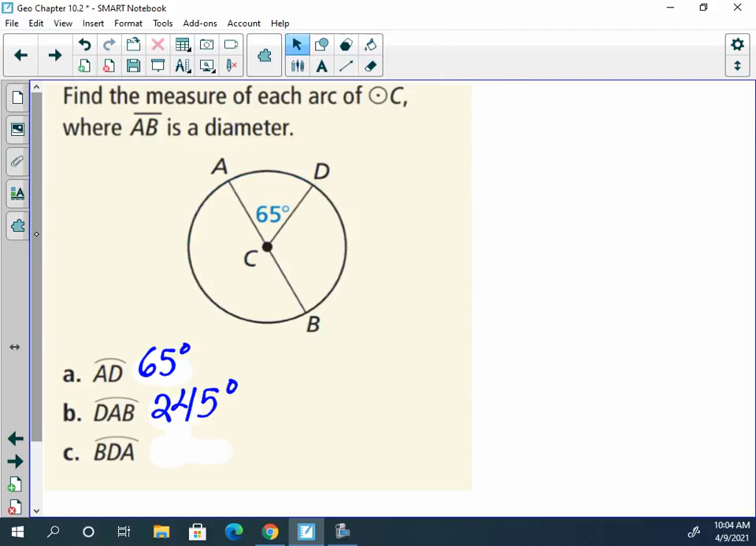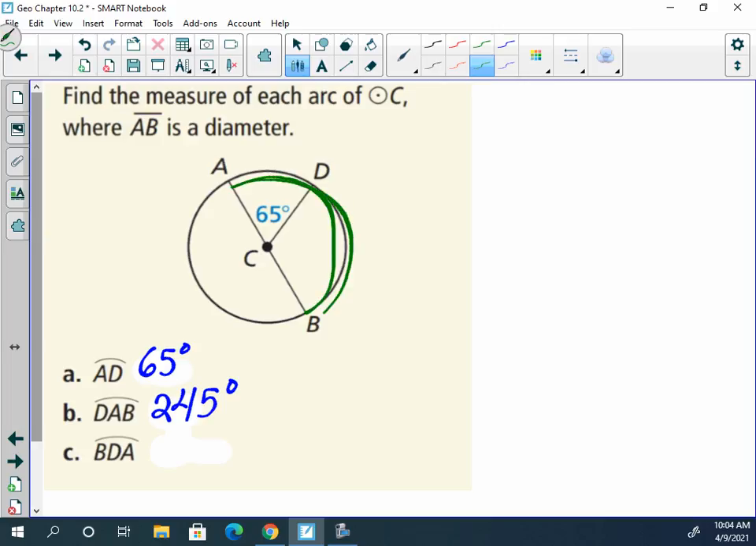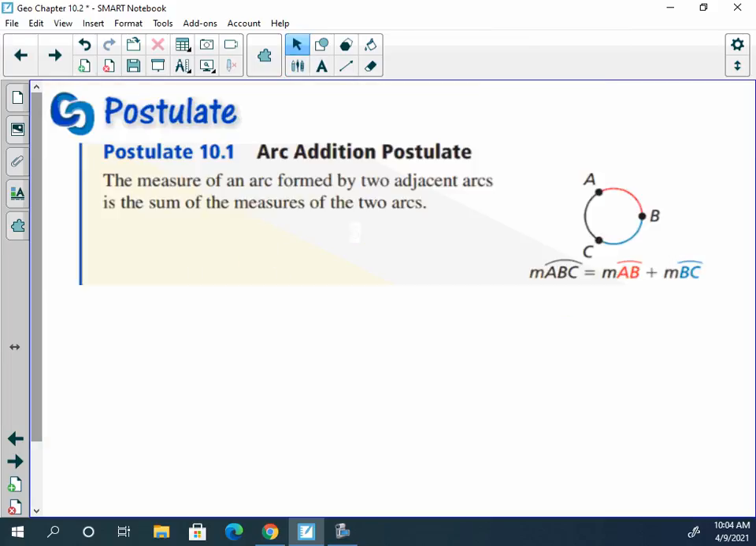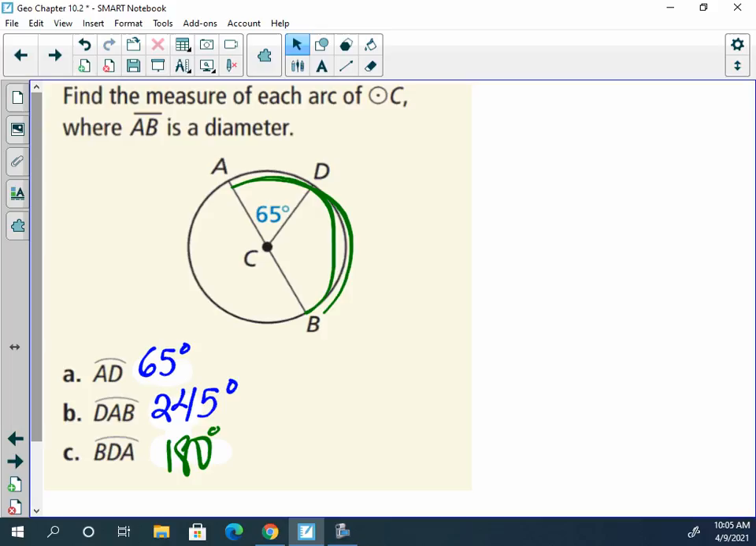And last but not least, we want to find DB or BDA. Well, that'd be 180 degrees because BDA is connecting the 2 ends of the diameter. So it would be 180. Yeah, it's half the circle. The diameter would be half the circle.